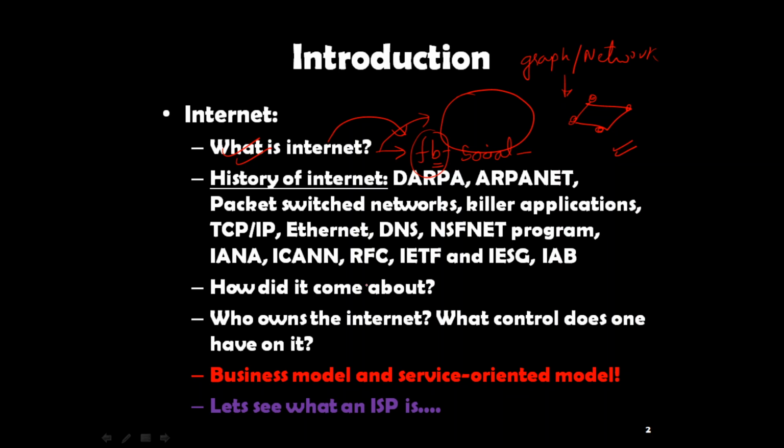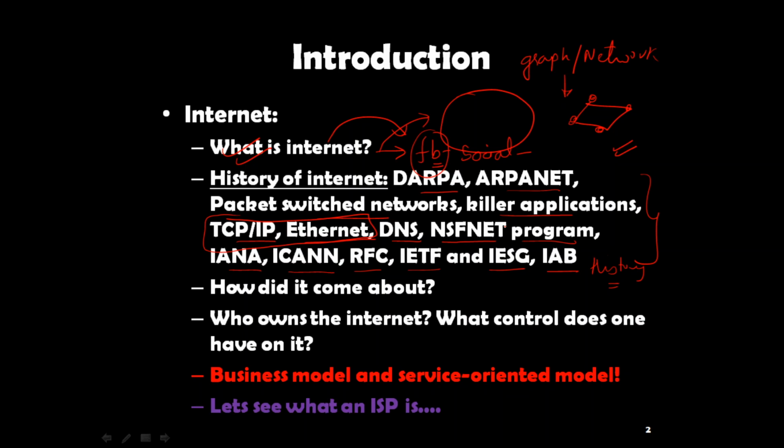History of the internet: DARPA, ARPANET, packet switching network, killer applications, TCP/IP, Ethernet, DNS, NSFNet program, IANA, ICANN, RFC, IETF, IESG, IAB. All these are some of the history. Whereas these days we prefer TCP/IP, DNS, all are familiar. All concepts are very familiar to us.